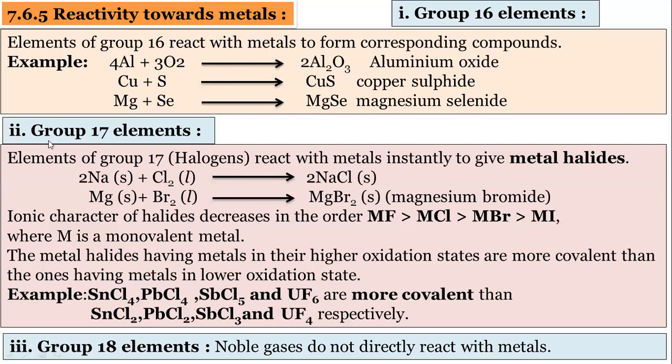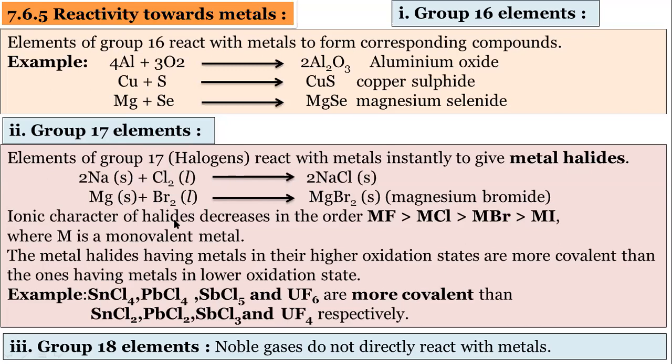Then group 17 elements, reaction of group 17 elements with metals. They react with metals to form metal halides, remember. So this is Cl2 plus 2Na gives 2NaCl, a very famous one, it is common salt. Br2 reacts with Mg, it is MgBr2, magnesium bromide. It can react with Cl2 to give magnesium chloride.